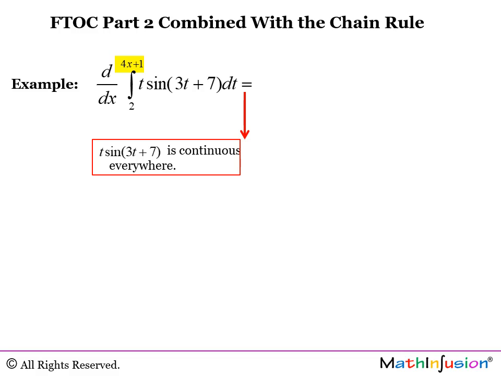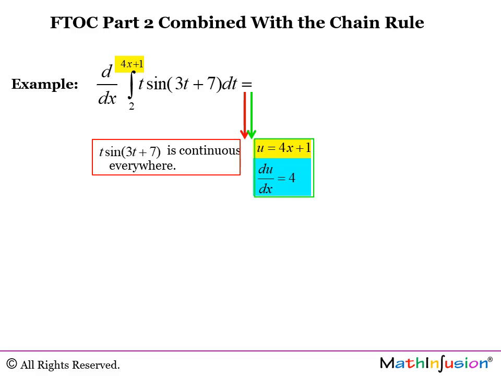Please note that this function here in the integrand is continuous everywhere, so I don't want to bother now with that. Let's do then a u substitution. We will take u to be 4x plus 1, so the upper limit of the integral is going to be just one variable. But then we cannot have d dx. If the upper variable is going to be u, then we need to have d du. So let's figure out how to do it.